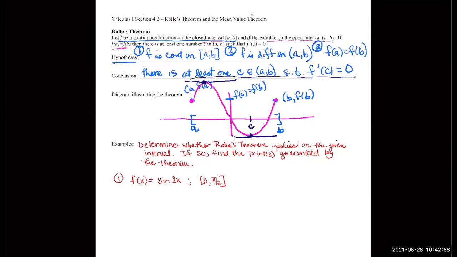So does everyone see that on your paper? Is there at least one spot in your curve where you have a horizontal tangent line? Yeah, that's what Rolle's theorem says. Okay, so now let's see if we can apply that to the function. But any questions or comments about what we have set up above about the statement of the theorem?